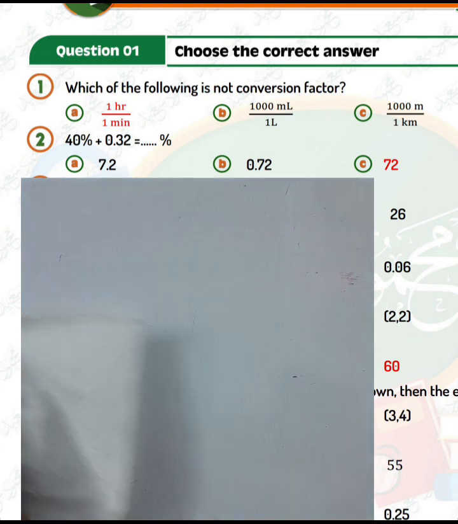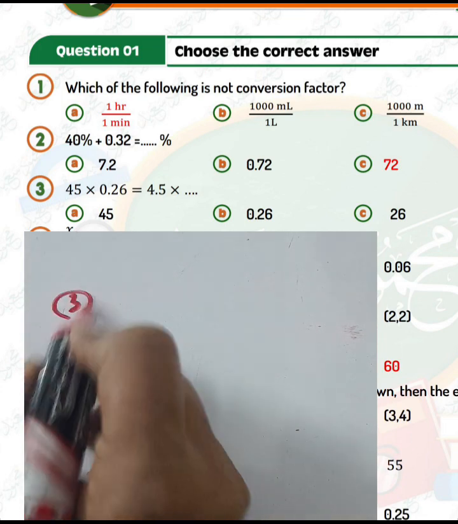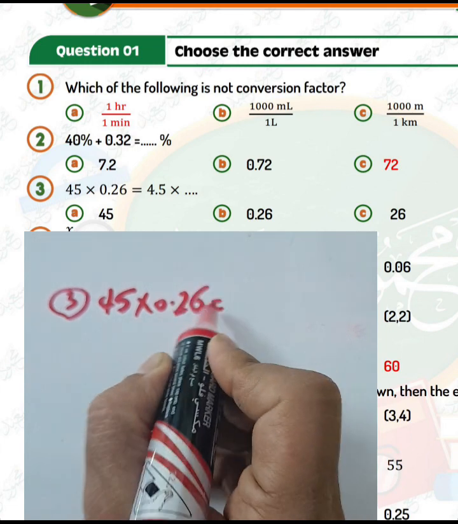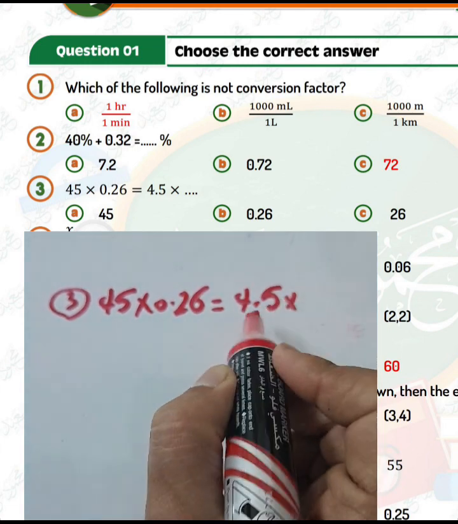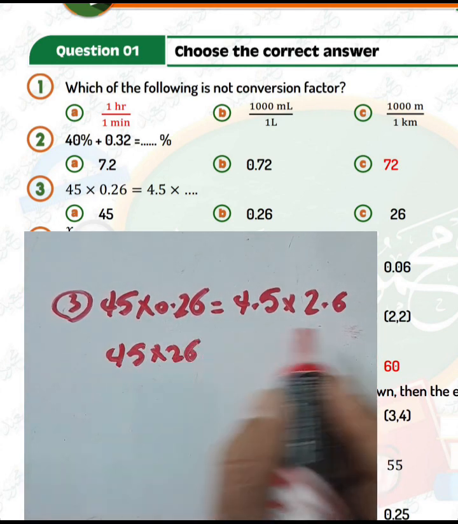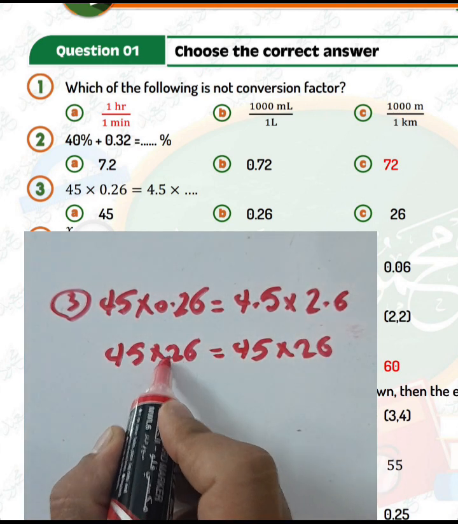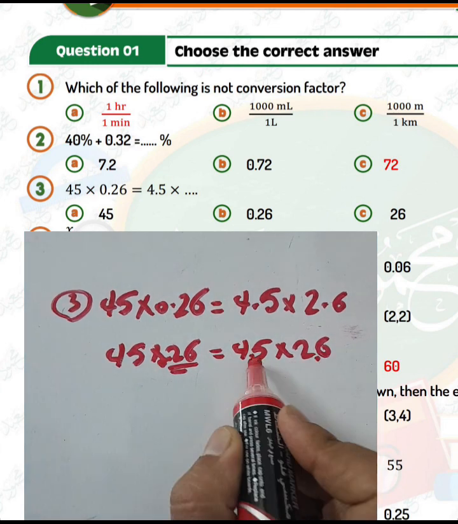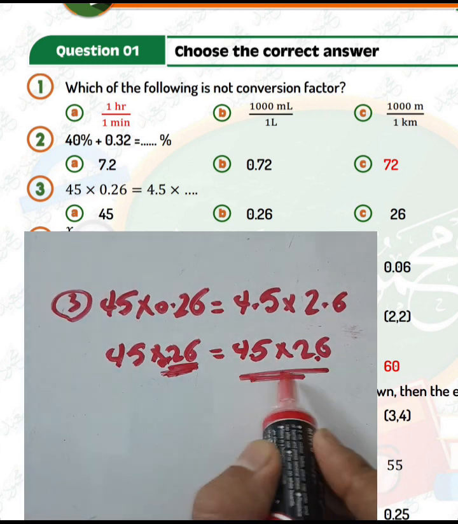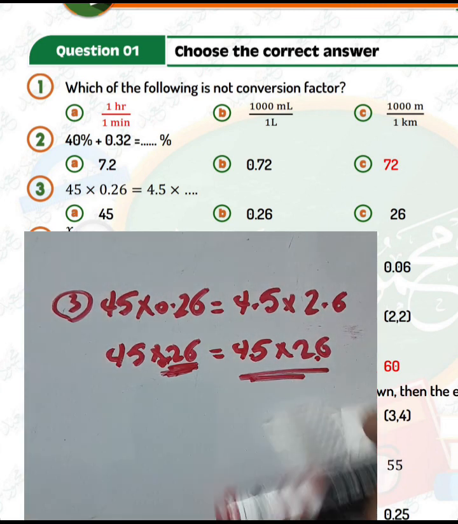Next question, number 3: 45 times 26/100 equals 4.5 times what? We must write 2.6, because 45 times 26 gives the same digits, and the decimal point goes after two places. In 4.5 there is 1 place and in 2.6 there is 1 place, so together the point is after two places. Then the result will be 2.6. Write 2.6 in the space.